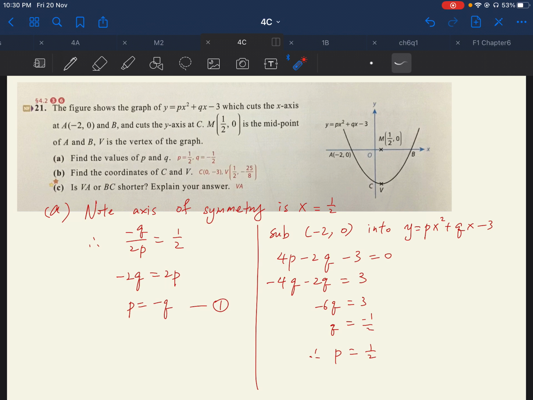It's just negative b over 2a, so negative q over 2p, which equals a half. I make it neater, so I solve this. I will have p equals negative q.